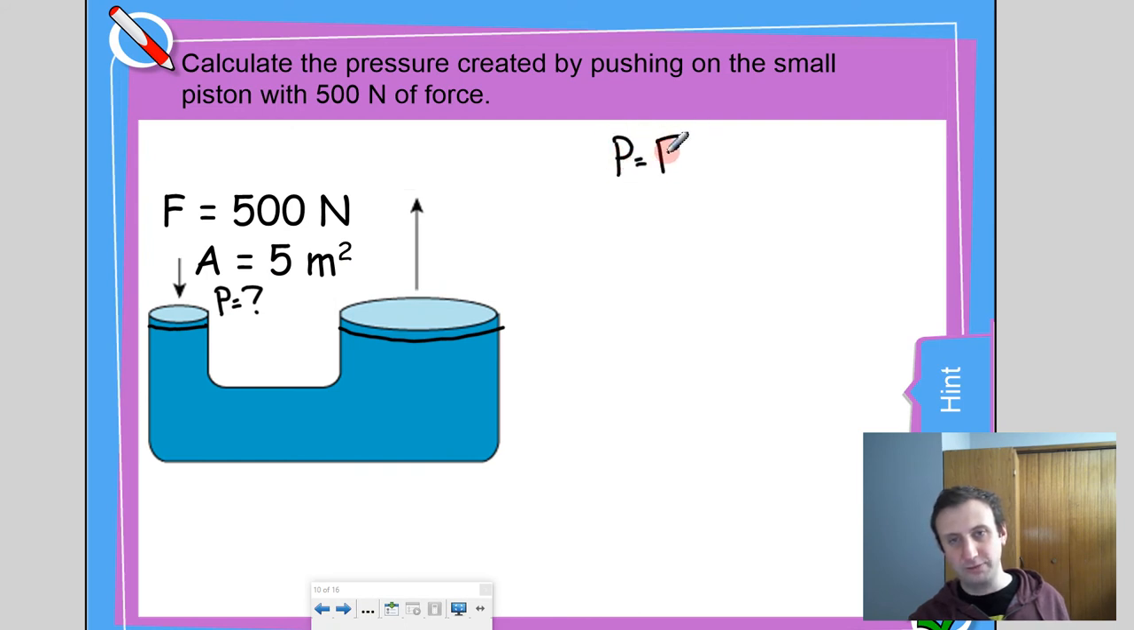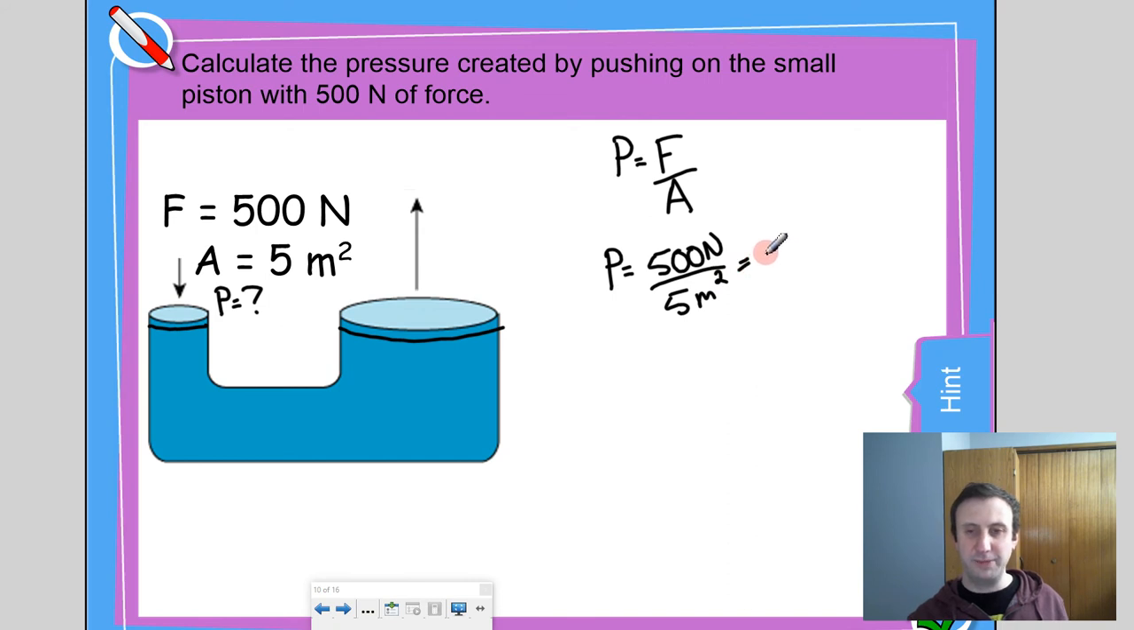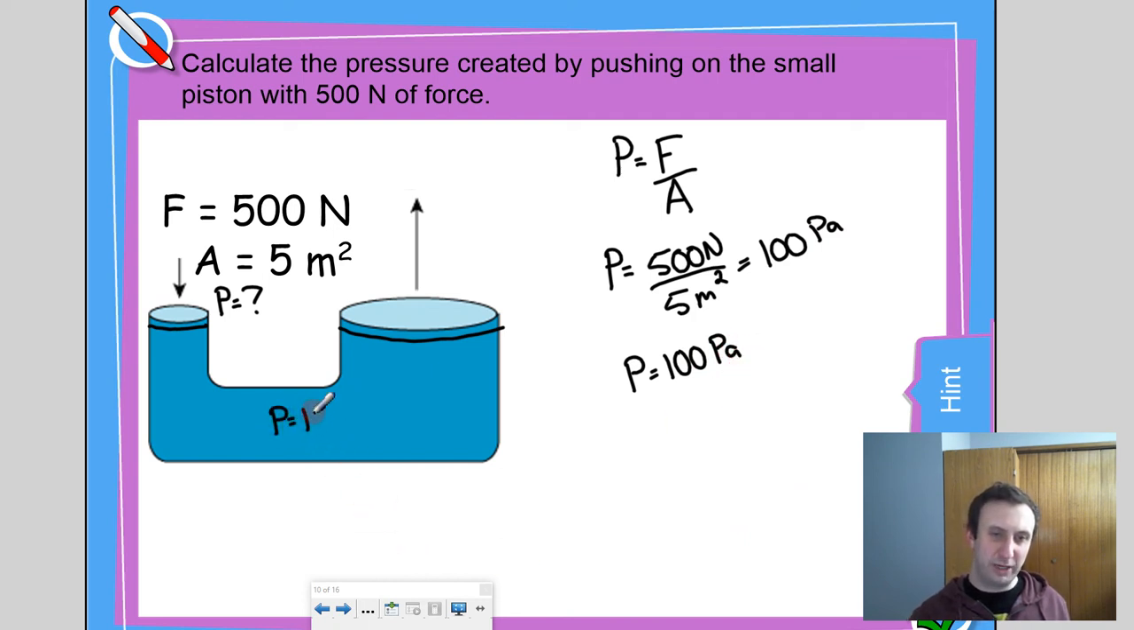So let's try it out. Pressure is equal to force divided by area is my formula. By the way, you are going to get a formula sheet that contains all the formulas you've learned this unit. You don't have to memorize them. You just have to know how to use them. So I have 500 newtons divided by 5 meters squared. So 500 divided by 5 means I have 100 pascals. So all of the fluid here has 100 pascals of pressure.